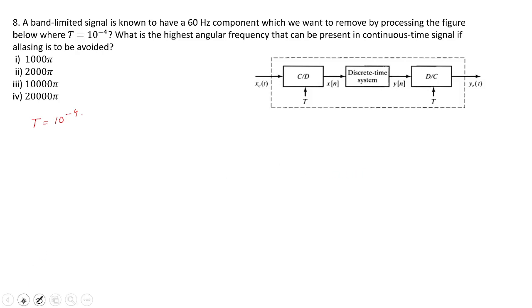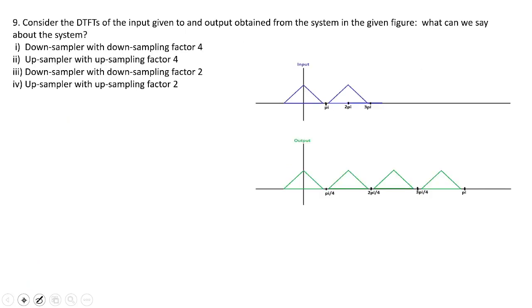There is some error in this question, I guess. Let me move to the next question. So again the DTFT of the input and output of a system are given. You see the input spectrum is from minus pi to pi, periodic with 2 pi of course, and the output spectrum with pi by 4. So I am not answering it directly. Let me explain it with an example.